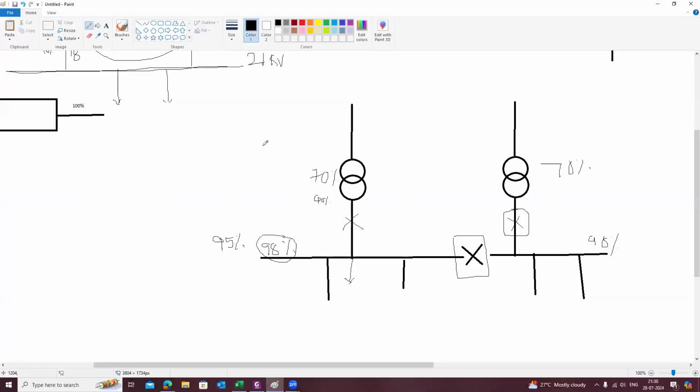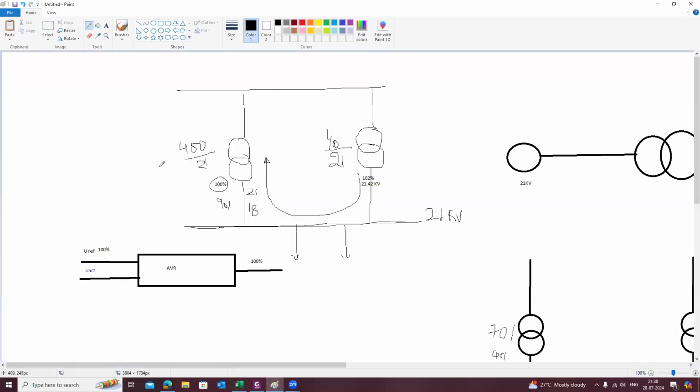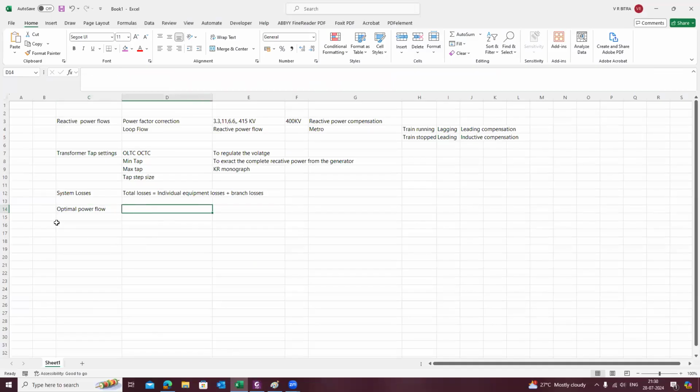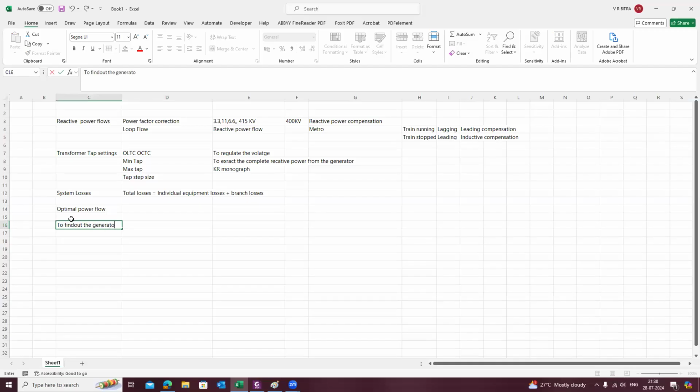Because if you go through this example here, to operate the generator well within the capability curve or well within the operating limit of the generator, what will be your generator exciter or voltage regulator set point? How will it be? To find that out, we need to perform the load flow. So here the purpose is to find out the generator exciter or voltage regulator set point. We need to perform the load flow, right?